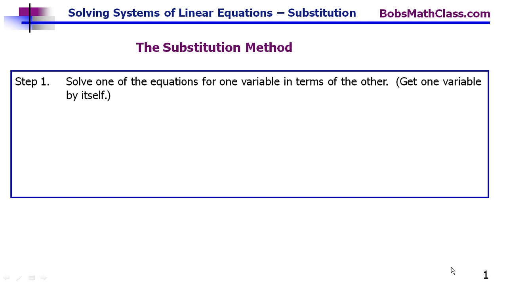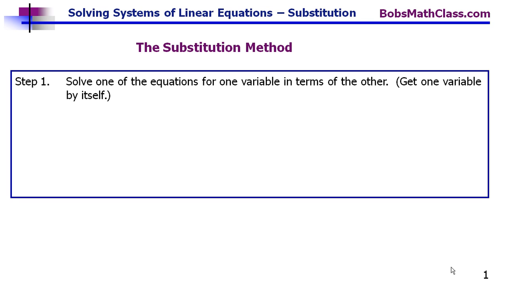Number one, solve one of the equations for one variable in terms of the other. What does that mean? That means to get one variable by itself. If the variables are x and y, then either get x by itself or get y by itself. It doesn't matter which row you do this for. Usually you'll have two rows. So your goal is to get either x by itself or get y by itself. If we're using different letters, A and B, then get A by itself or B by itself.